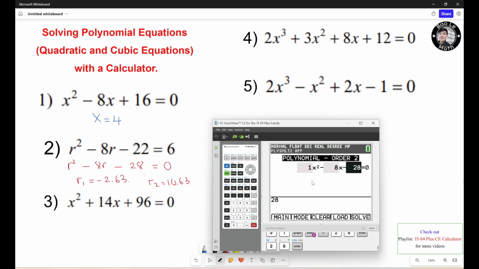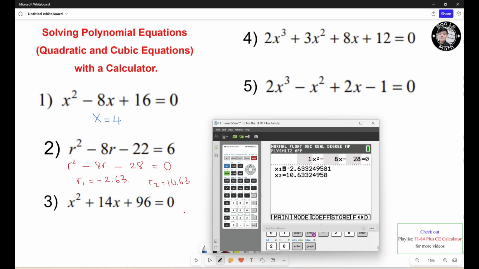Hit enter. Okay, you need to make sure you input the right values. Now you hit solve, which is graph right here. So you have two solutions. S1 equals -2.63. S2 is going to be 10.63. That's pretty good. Let's move on to the third one.